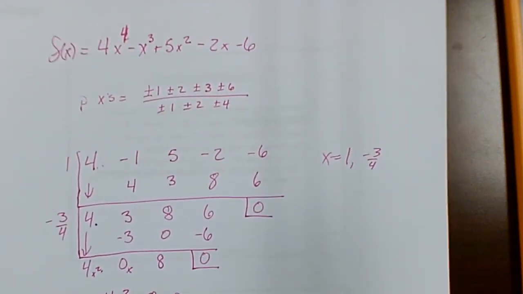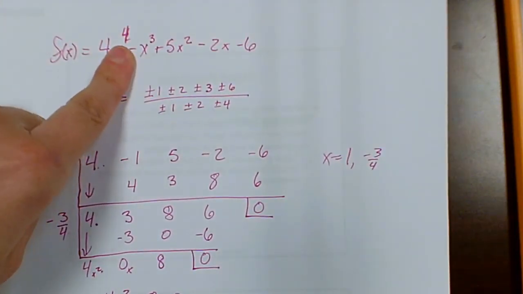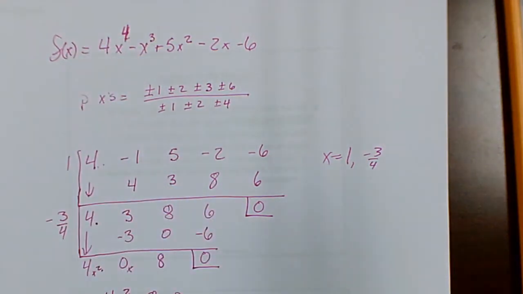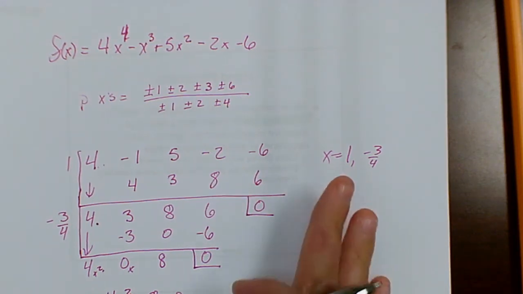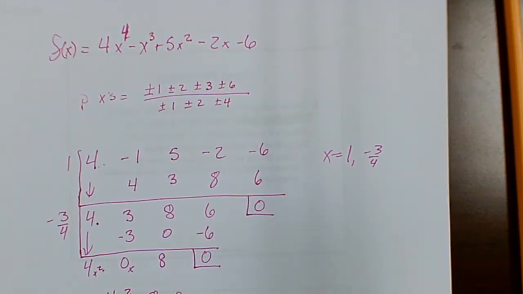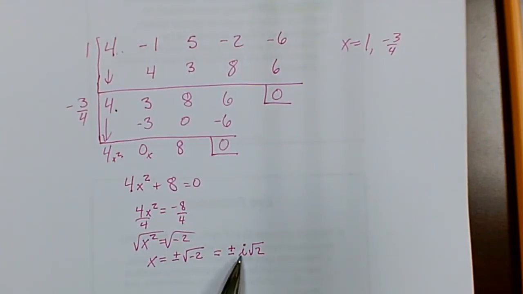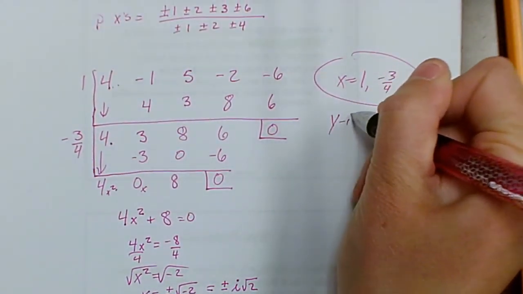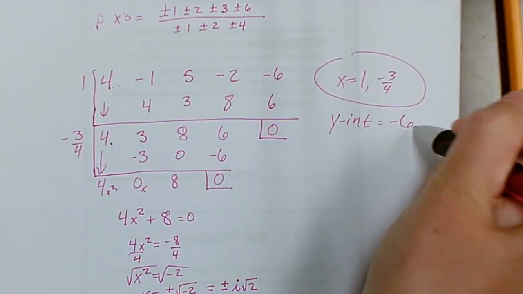And I did not mention this before, but you should have 4 answers if you're degree 4. If you have a degree 3, you should have 3 answers. So the degree of your polynomial tells you the amount of values you have for your x's. So here's 1, 2, and then here's our 3, 4. We cannot graph those, so we're only interested in that. And then our y-intercept is -6.